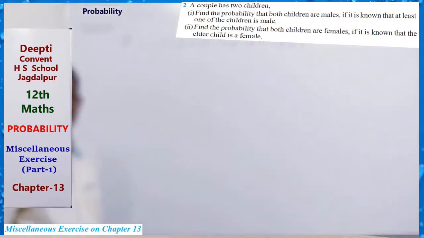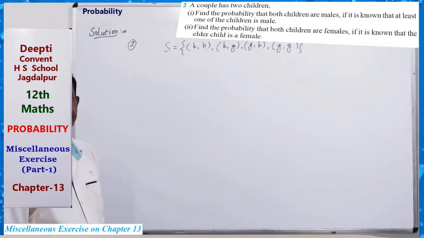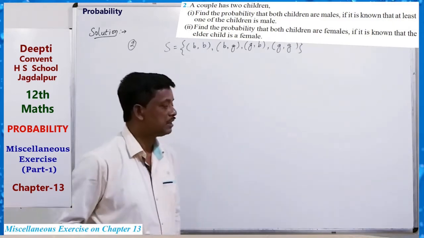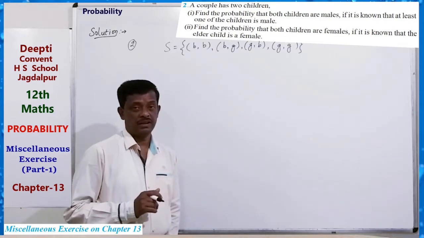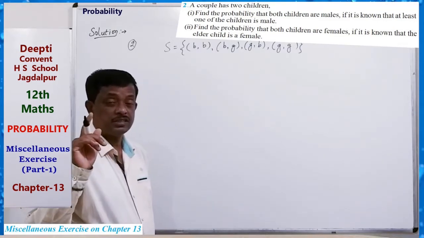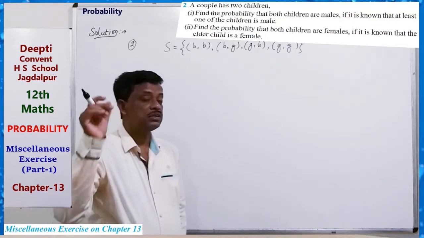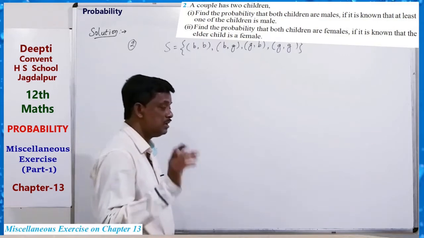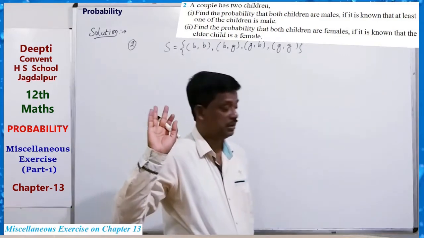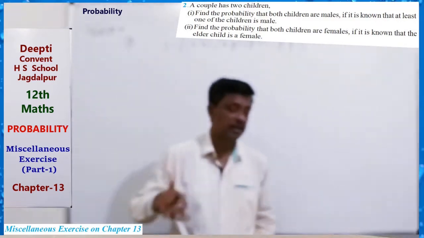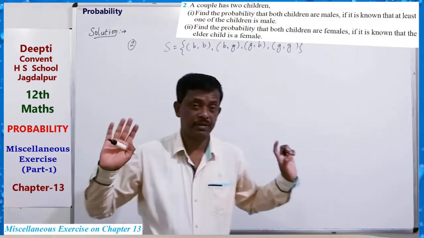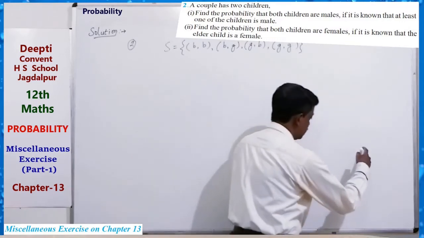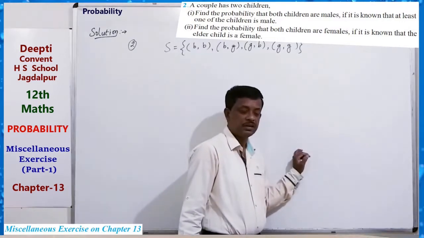This will be the sample space. Okay. So here, what does it say first? Find the probability that both children are male, given that one of the children is male. Here, let us suppose that two events are there, because two conditions are given. First of all, both are males. Second, at least one of the children is male.